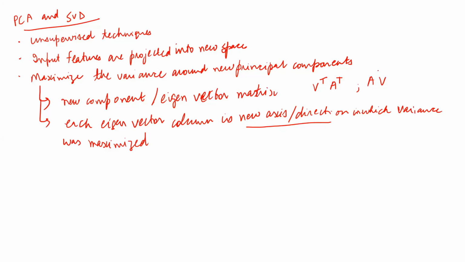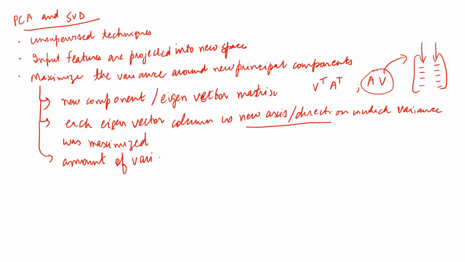After getting this, the new direction means that the eigenvector was in this form, multiple vectors in column form, and we were multiplying it with the original data, and the amount of variance is given by eigenvalue or eigenvector? Anyone? So the amount of variance is given by the eigenvalue.